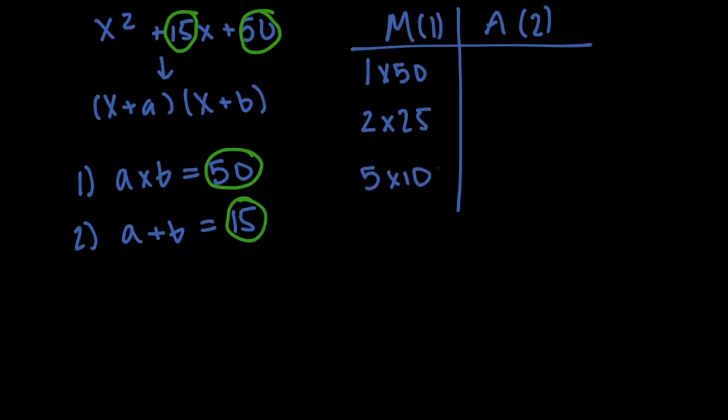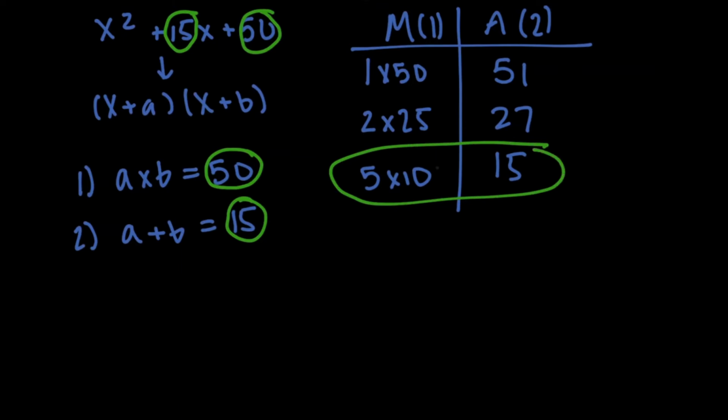And then in order for one of these sets of factors to be our solution, they have to add to 15. So let's just add them. So 1 and 50 is 51. 2 and 25 is 27. 5 and 10 is 15. So you can see here that we have found our solution. A and B multiply to 50 and add to 15. So our final answer would be x plus 5 times x plus 10.